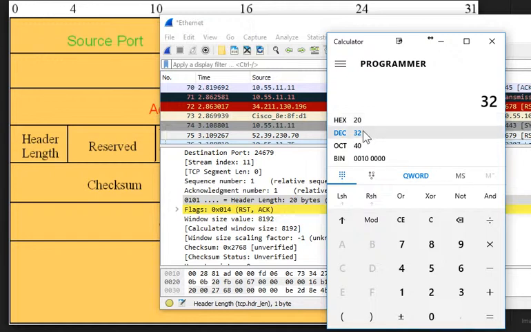Okay. So again, let's clear this one out. My decimal size was 20. My octal would be 24. And my hex would be 14. Everybody see how that works?